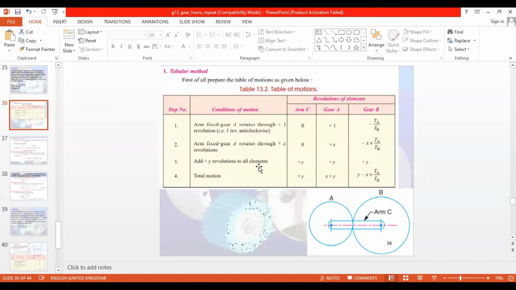Add positive Y revolutions to all elements. This positive Y is the movement of the arm. If the arm makes positive Y, I will add positive Y to all three elements: arm C, gear A, and gear B. So the total motion is everything added. Plus Y for the arm. For gear A, making X motion, with the arm making Y motion, it is X plus Y. For gear B, the arm is making plus Y motion and gear B is making minus X into TA by TB motion, so the total motion will be Y minus X into TA by TB. Now we have the table.